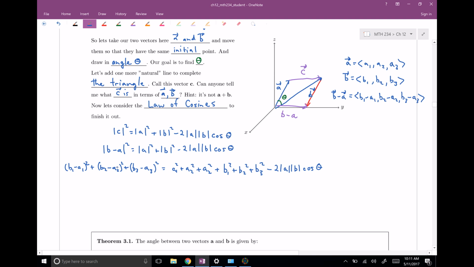Now, let's expand all this out. Oh my goodness. All right. B1 squared minus 2 A1 B1 plus A1 squared. Remember, when you expand this out, you have to FOIL it. That's where that negative 2 A1 B1 comes from. Likewise, B2 squared minus 2 A2 B2 plus A2 squared, plus B3 squared minus 2 A3 B3 plus A3 squared.